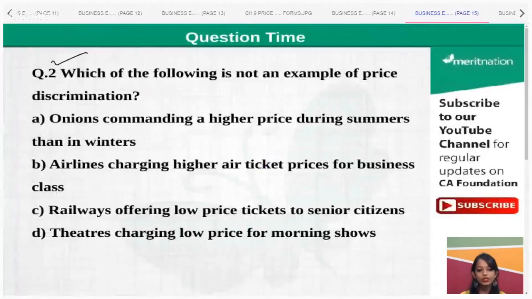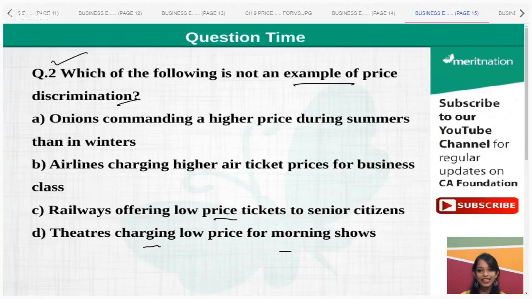Which of the following is not an example of price discrimination? Now read the options carefully, guys. Price discrimination means one seller is selling the same product to different consumers at different prices. Now I have to identify which is not an example of price discrimination. Janvi is saying A. What about others, guys? Onions commanding a high price in summers than in winters. Airlines charging different prices for business class tickets. Railways offering lower prices to senior citizens. Theaters charging low price for morning shows. So which of the following is not an example of price discrimination, guys? Janvi, Arvind, A. Komal is saying A. Tushari, think.